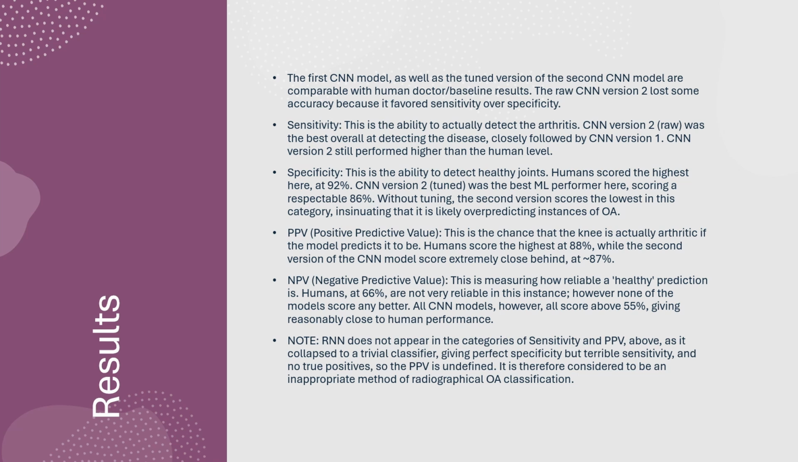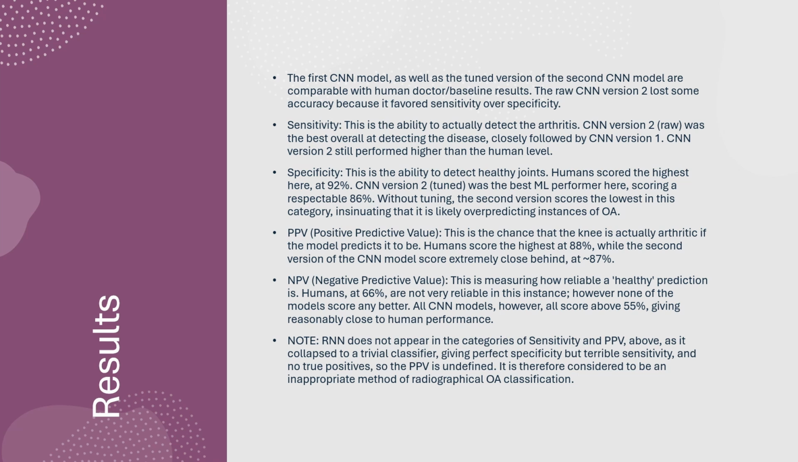Then we move on to the positive predictive value, or the PPV, and that's the chance that the knee is actually arthritic if the model predicts it to be arthritic. Once again, humans are scoring the highest at 88%. However, my tuned second version of the CNN was able to score extremely close behind at roughly 87%.